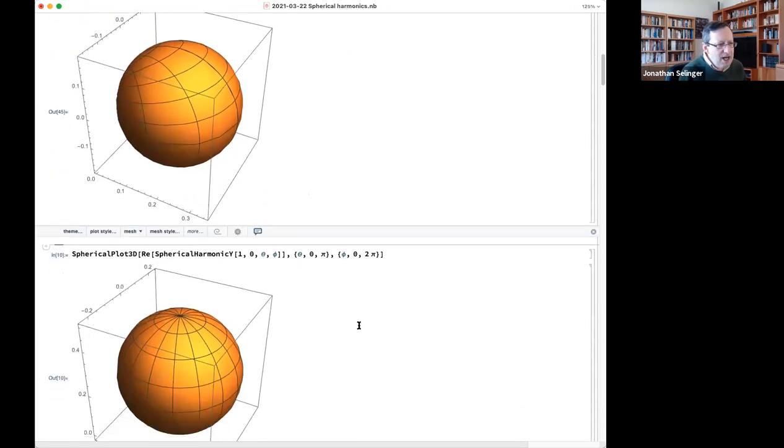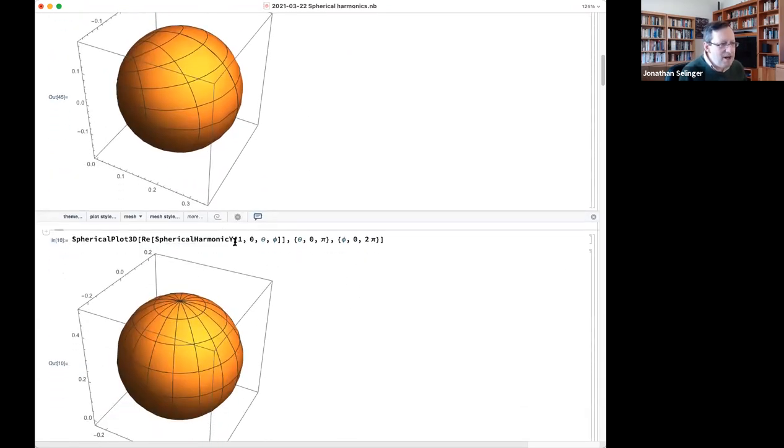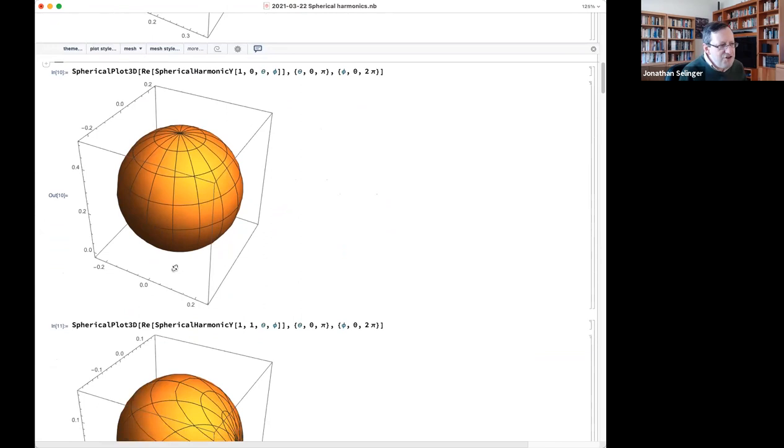And likewise, if I make the spherical harmonic plot of Y 1, 0, so L equals 1, M equals 0, this is a sphere that is displaced upwards in z. This is a very surprising feature associated with the L equals 1 spherical harmonics, that the plot is just displaced somewhere like that.